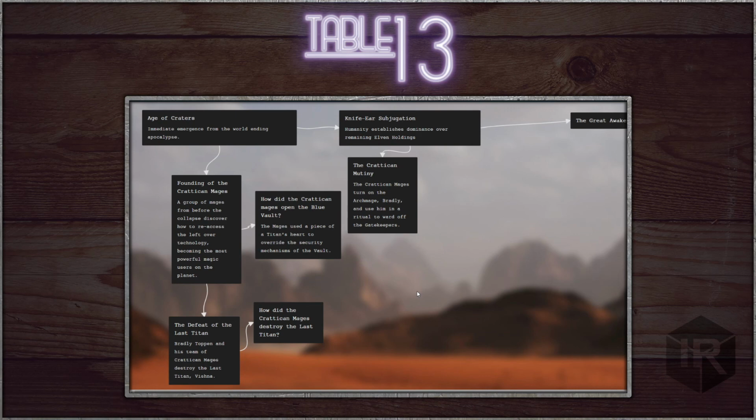So the Titan is malfunctioning and is trying to, rather than protect human settlements, destroy them. I like that. Okay.